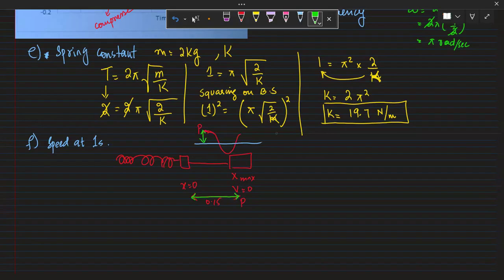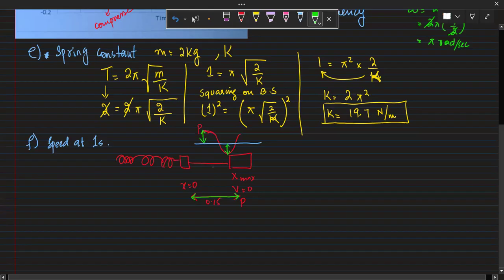Now the same distance is going to be below the x-axis. That means that this time the object is not at the right side, it is at the left hand side of the equilibrium position. So we're going to have the same distance on the opposite side, and that's going to be 0.15.